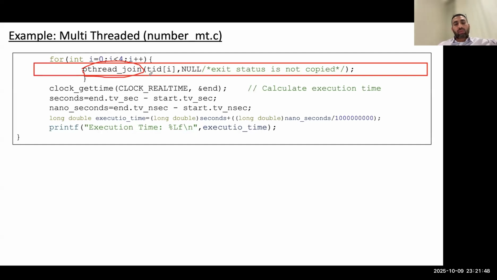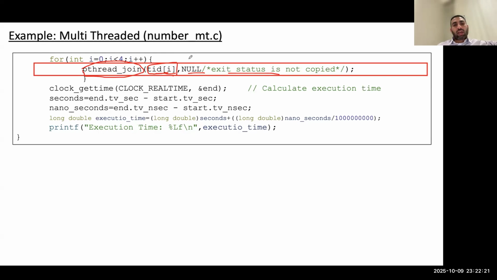So here we are saying that the parent thread wants to wait for the child thread which has the ID stored in TID[i]. So actually we are saying we want to wait for the first thread, second thread, third thread, and fourth thread. So it is going to wait for all four threads to complete. And this is the exit status. When we pass NULL, we are saying we don't want to save the exit status which is returned by a child thread, right?